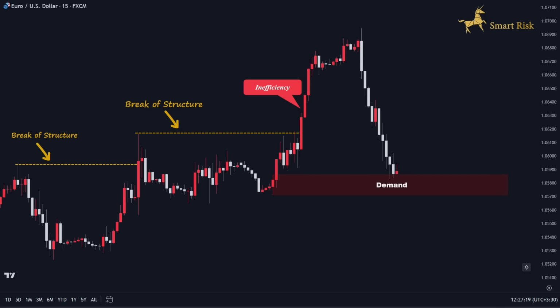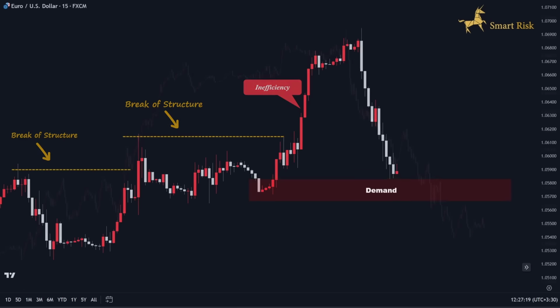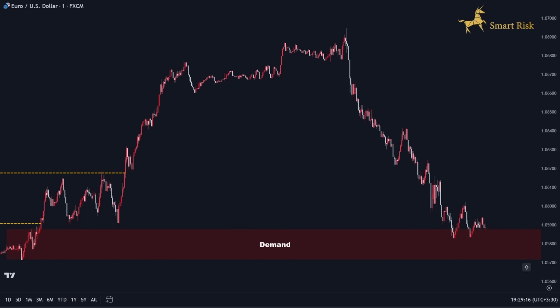As we can see in the following, the price has retraced, entered a pullback phase, filled the inefficiency left behind, and reached our identified demand zone where it experienced rejection. Now, our next step is to zoom into the lower time frame, in this case the 1-minute time frame, to gain a clearer view of the price action and search for possible trading opportunities.